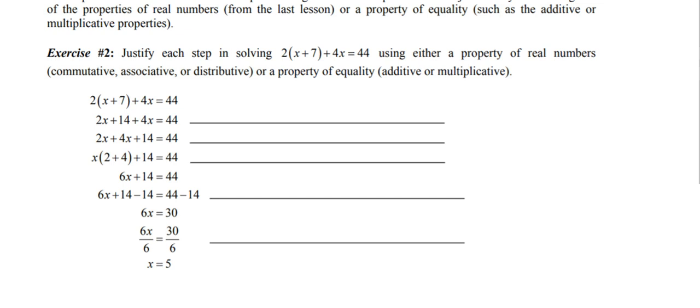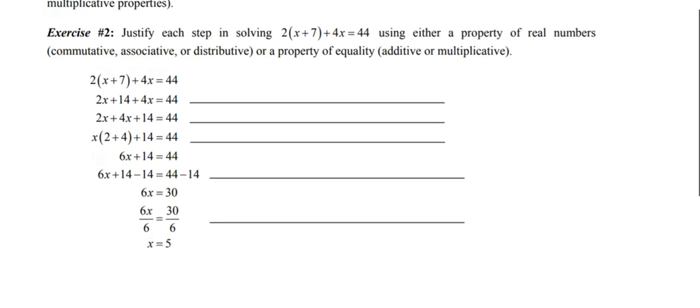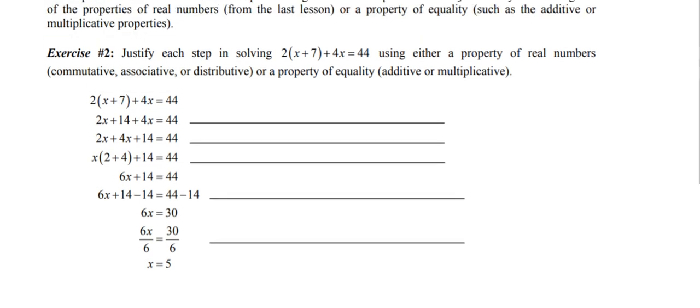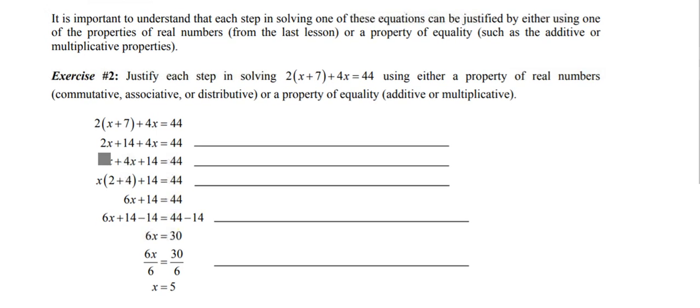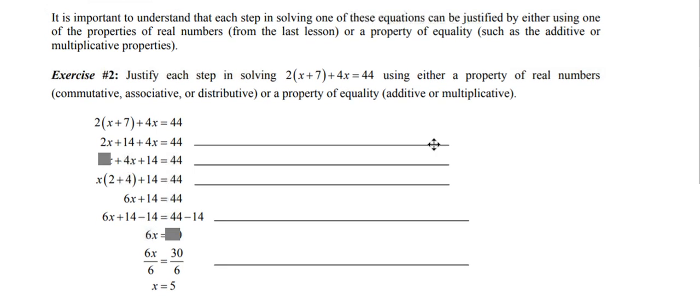Now it's important to look at this and understand that each step in solving one of these equations can be justified by either using one of the properties of real numbers from the last lesson or a property of equality, such as additive or multiplicative properties.